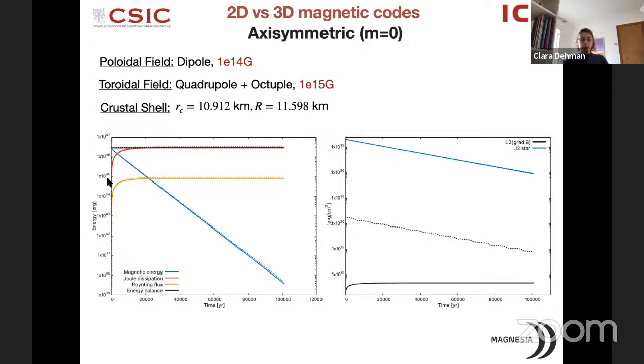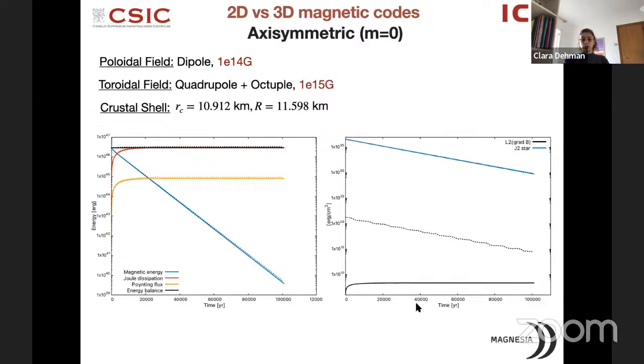What I am showing here is the energy as a function of time. The solid lines correspond to the result of the 3D code, and the dashed lines correspond to the result of the 2D code. In black, we have the energy balance. The red is the Joule dissipation, the Poynting flux is in yellow, and in blue is the magnetic energy. We see that the results of both codes are very comparable, and we also see that both codes show that the energy balance is conserved, it's constant, which is something good.